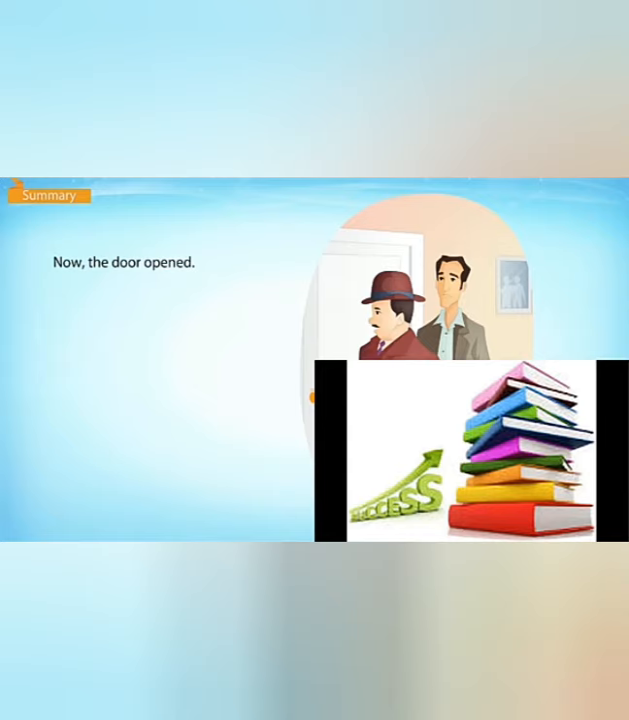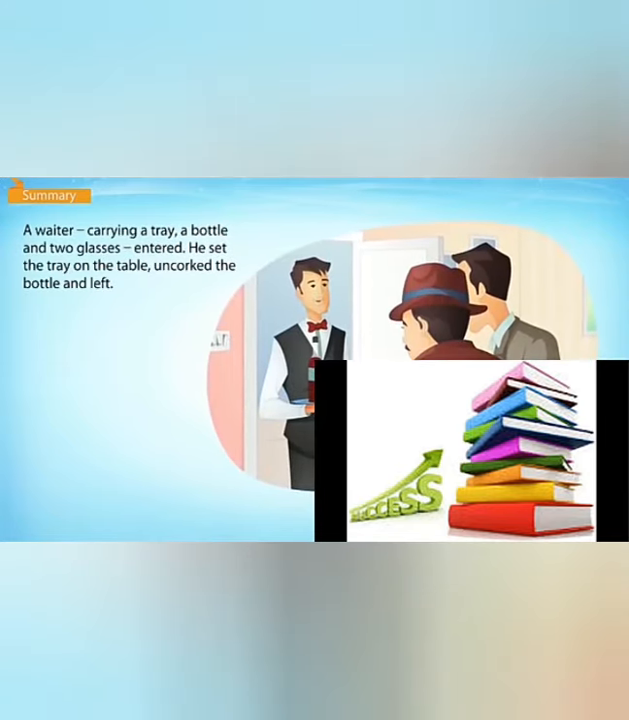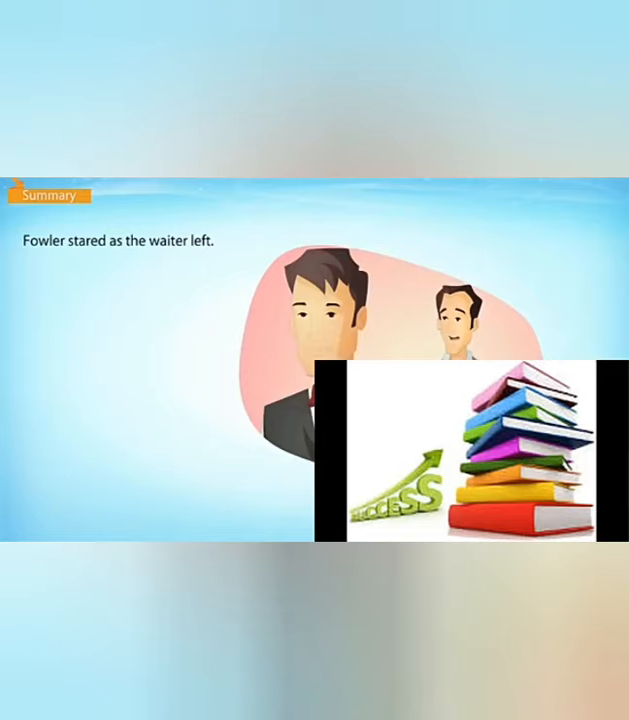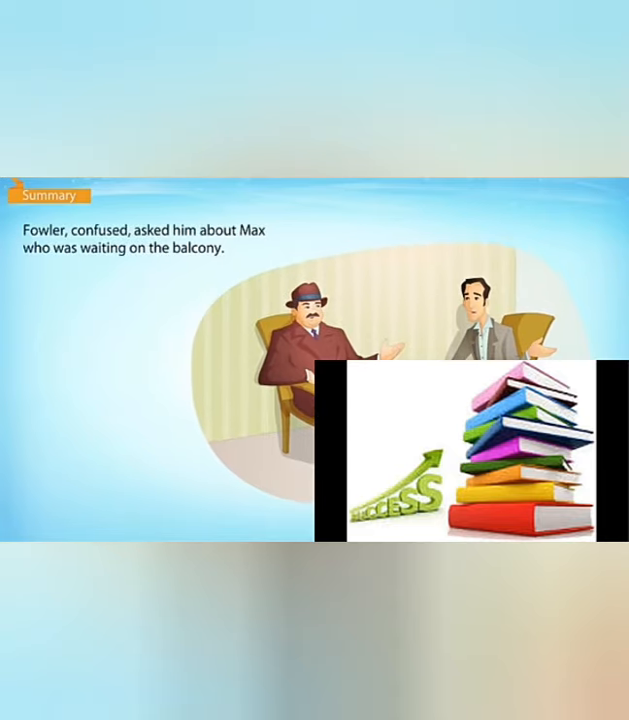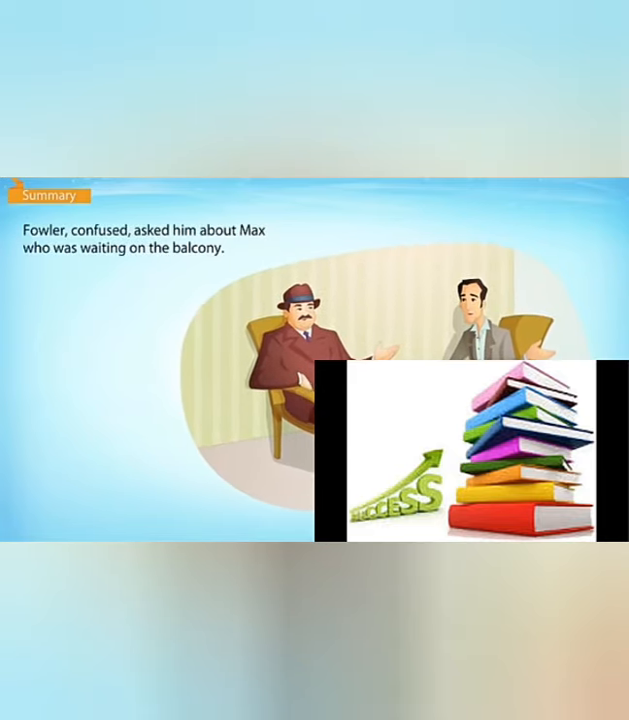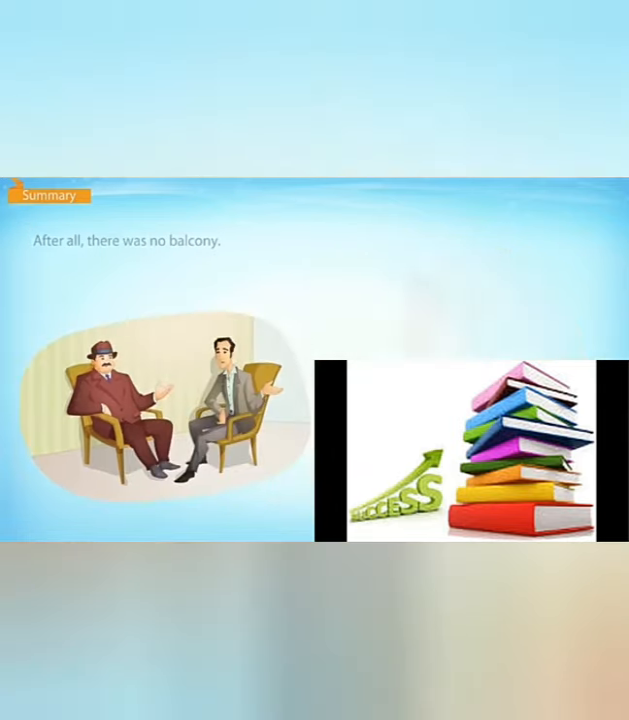Now, the door opened. A waiter, carrying a tray, a bottle, and 2 glasses, entered. He set the tray on the table, uncorked the bottle, and left. Fowler stared as the waiter left. Ausable told him that he had never called the police. Fowler, confused, asked him about Max, who was waiting on the balcony. Ausable reassured him that Max would not return.